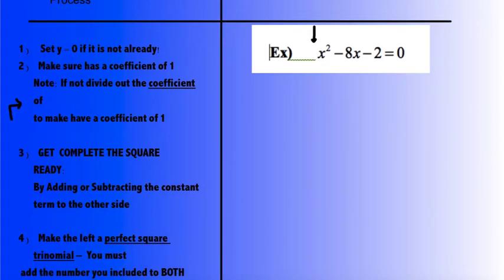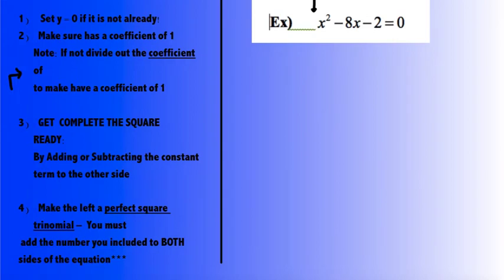All right. Then to get it complete the square ready, because it's not ready yet, we add the constant. Remember, the c is the constant. We add that to the other side. I'm going to do that to get it complete the square ready, but I'm going to leave room. So complete the square ready means get that constant to the other side and then leave some room here. Then we have to make the left a perfect square trinomial. So here's the completing the square part.